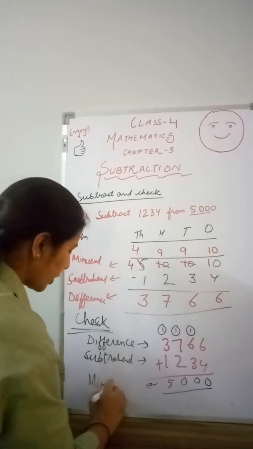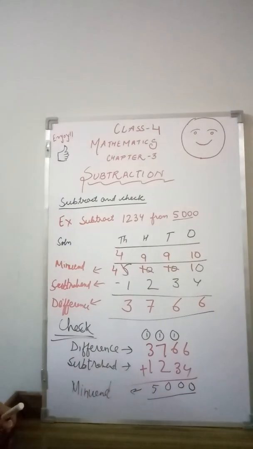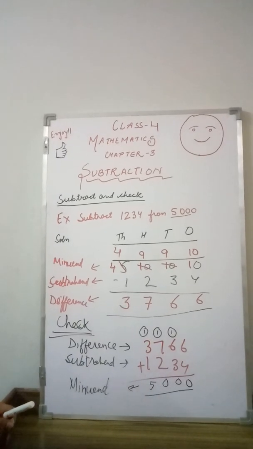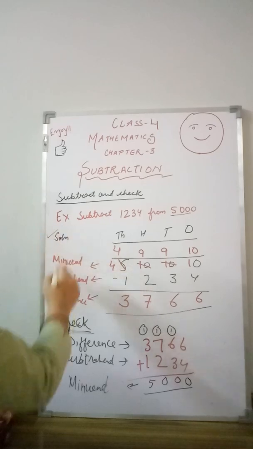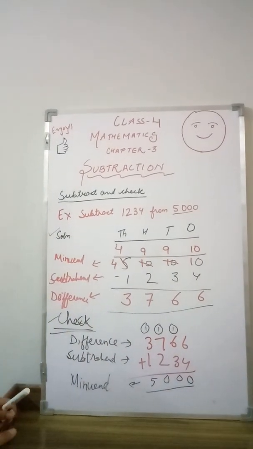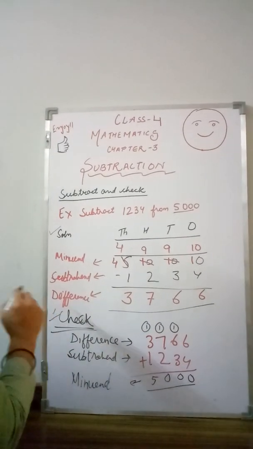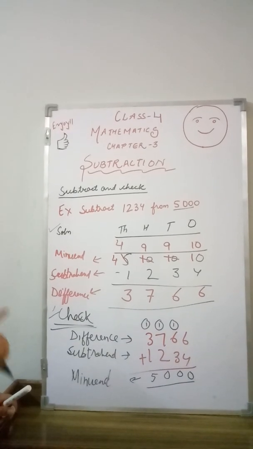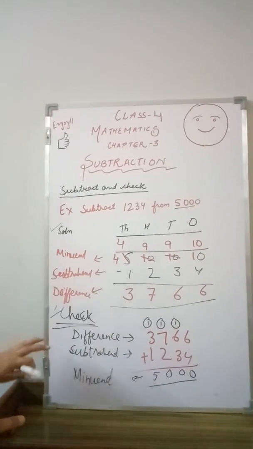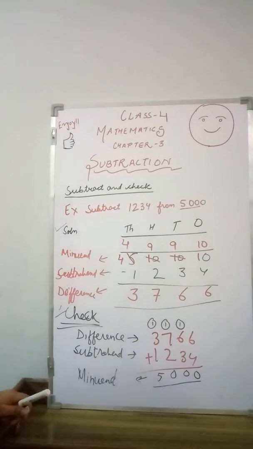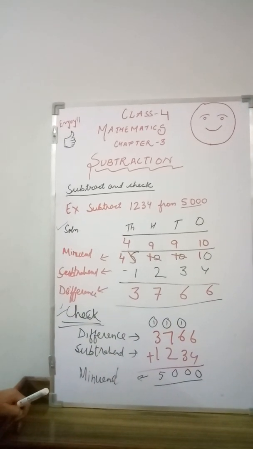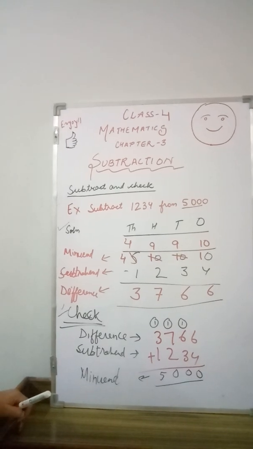So in this way you can check any answer. Sometimes it is given in the question form, subtract and check, then you have to do both the parts. This is step 1 and this is step 2. You have to follow both the steps. If you are not doing this, it means you have done half the question. If subtract and check is given in the question, then you have to do both the methods. If it is not given, then you can do this check just to verify whether your answer is right or not.